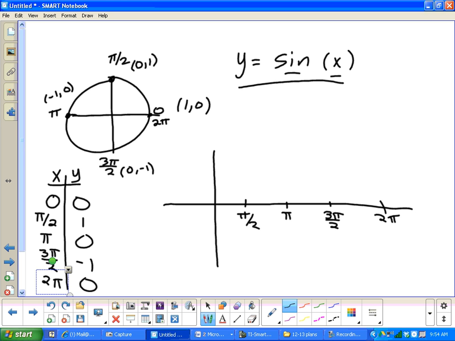Now, let's start off. When x is 0, y is 0. So we say the curve starts off at the origin. So I'm going to put a point on the origin.